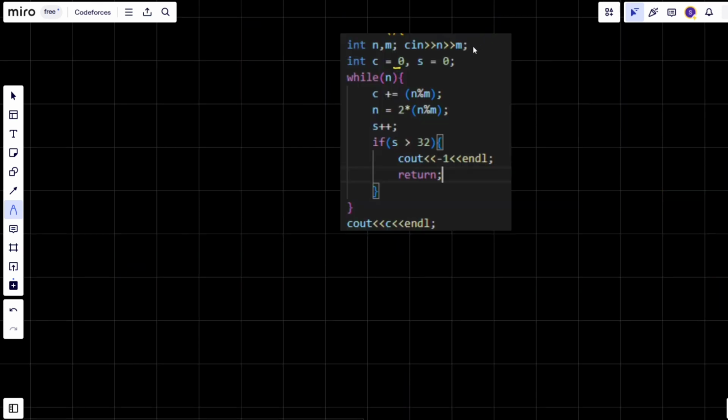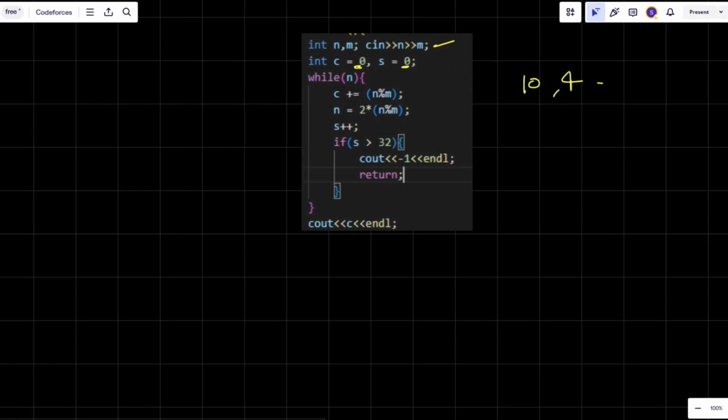We were having n apples and m people with us, so we have taken their input. Initially my count is going to be 0 and the number of steps is going to be 0. Now see how many cuts we were performing. If we were having 10 apples and are supposed to distribute them among 4, then after giving 8 to them we are doing 2 cuts. The number of cuts is n mod m, and as the remaining apples is 2, after performing 2 cuts it is going to be 4. We are reinitializing n as 2 times the remaining parts, that is n mod m.